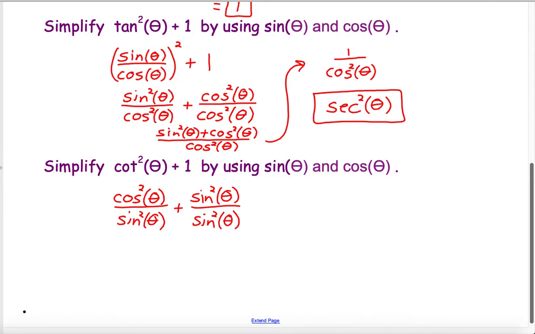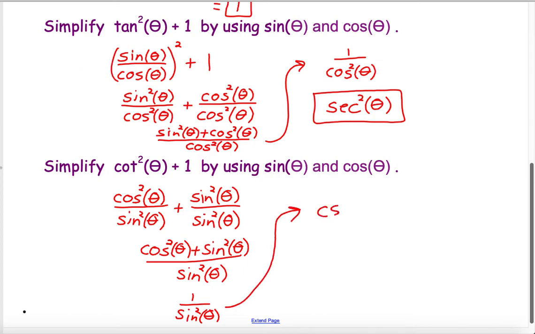With the common denominator, we add the numerators, and we have cosine squared of theta plus sine squared of theta all over sine squared. But from our first example, we know the numerator, cosine squared plus sine squared, is equal to 1. So we have 1 over sine squared of theta. And 1 over the sine squared is the cosecant squared. So cotangent squared plus 1 is cosecant squared.